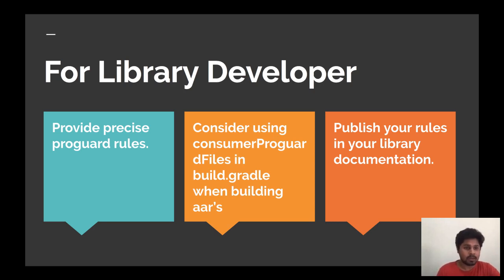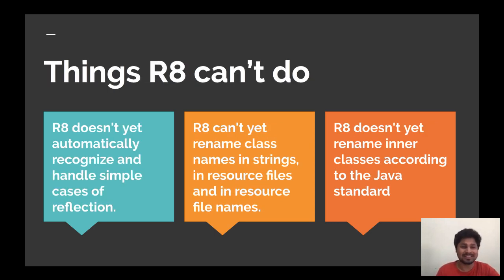So now, there are a couple of things obviously that R8 can't do. First of all, R8 doesn't yet automatically recognize and handle simple cases of reflection, like the JSON parsing reflection case I've already told you. The second thing, R8 can't yet rename class names and strings in resource files and in resource file names.